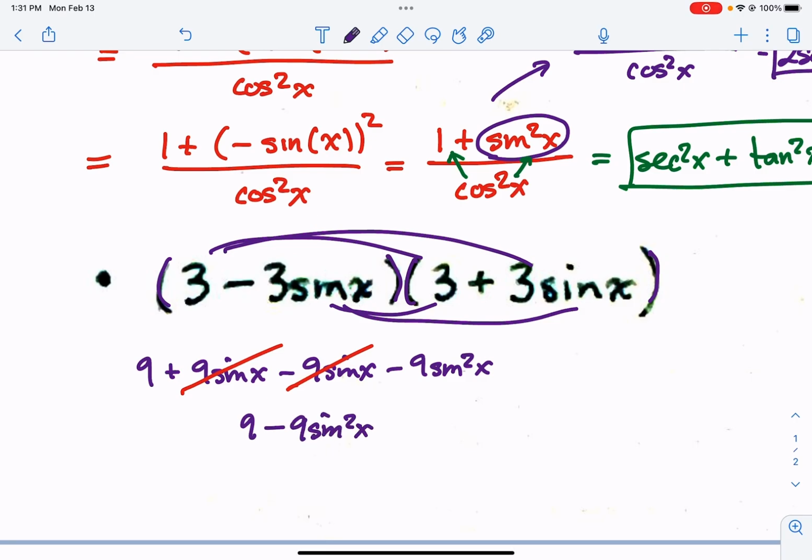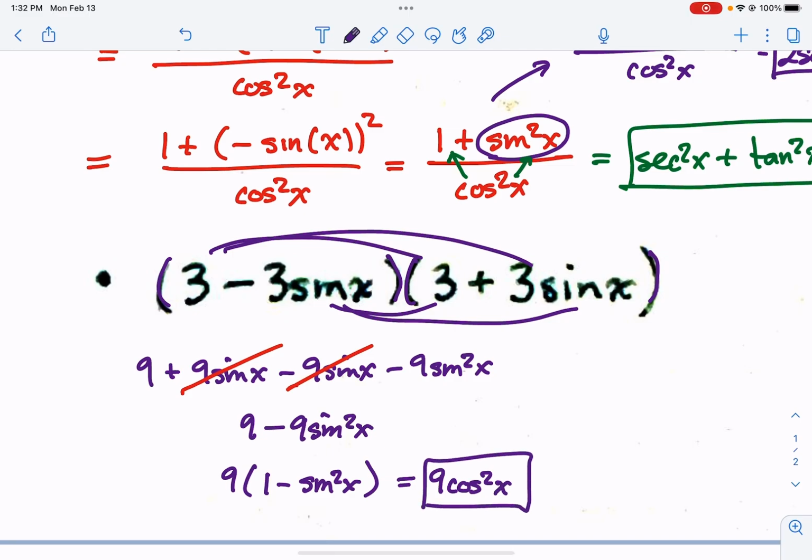You might want to use the identity at this point, but I would highly recommend pulling the 9 out first so that you know exactly what you're dealing with. So I factored out the 9. Now I can see 1 minus sine squared, and I know that's cosine squared x. If you try to use the identity prematurely, you could make a mistake there. So I just wanted to pull the 9 out first.